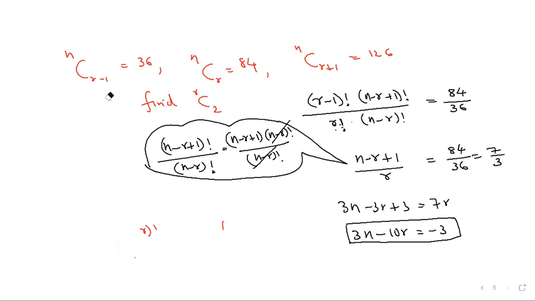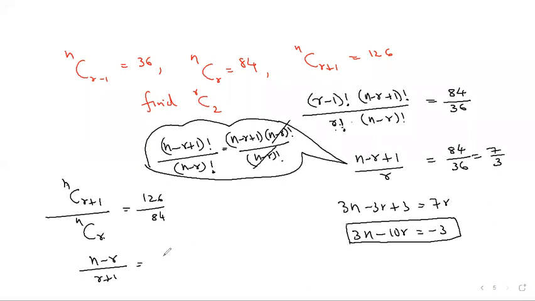Now write the second equation. NCR plus 1 divided by NCR is 126 divided by 84. ये दोनों का difference divided by this. 6 से डिवाइड कर सकते हैं ना, 14. 21 upon 14, 7 से डिवाइड कर सकते हैं.